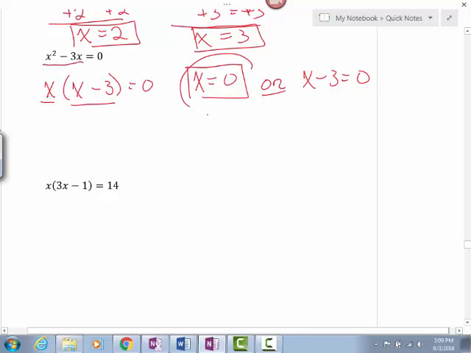Again, if you notice, this first part is already done. All I need to do now is add 3 to both sides, add 3 to both sides, and I get x is equal to 3. Okay?